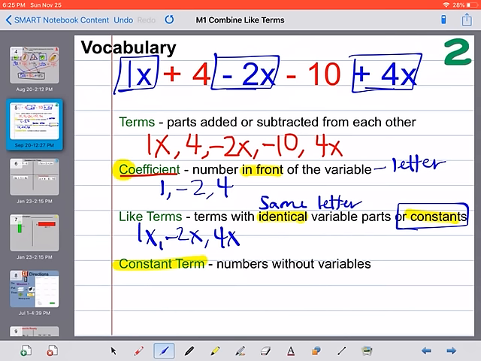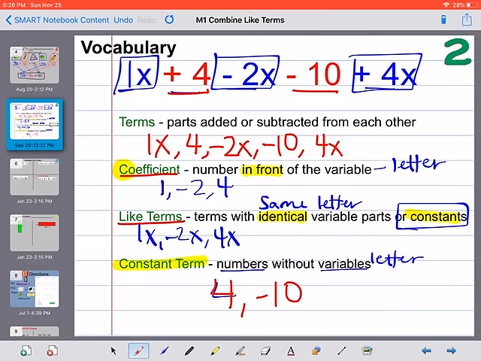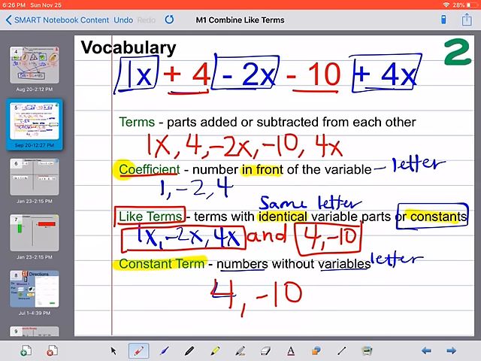A constant term is simply just a number without a variable, without a letter. So our constants are 4 and negative 10. Those are our 2 constant terms. 4 is never going to be anything other than 4, and negative 10 is always going to be negative 10. So if we have two numbers that are constants, we can combine those together when we simplify this, so we consider those like terms. So these are all like terms, and 4 and negative 10 are like terms because we could combine them together, just like we could combine all of the x's together.